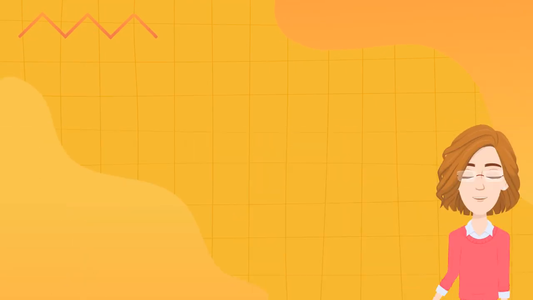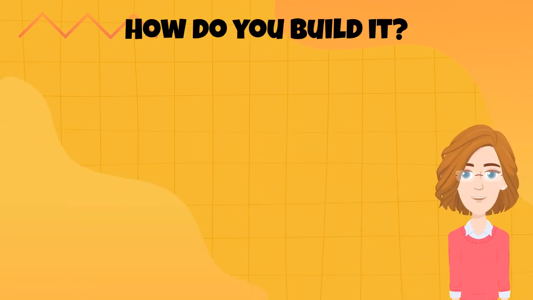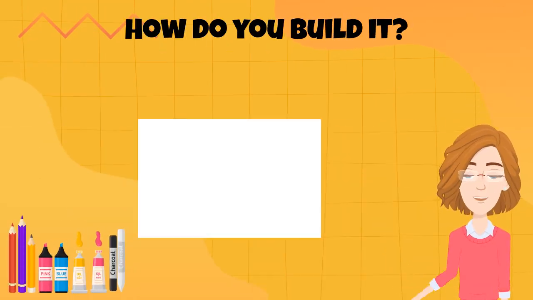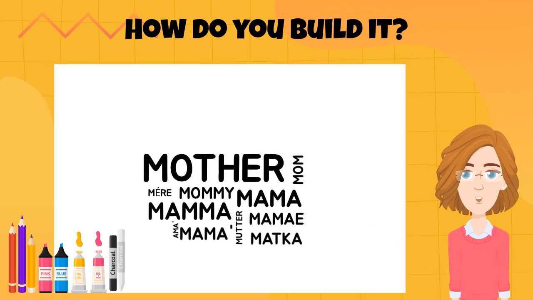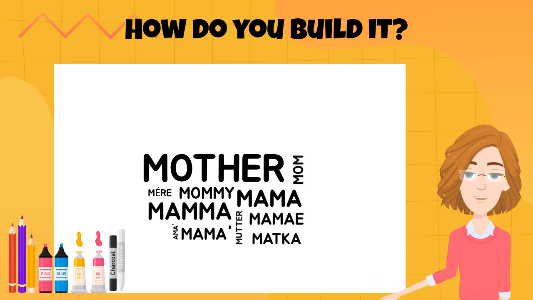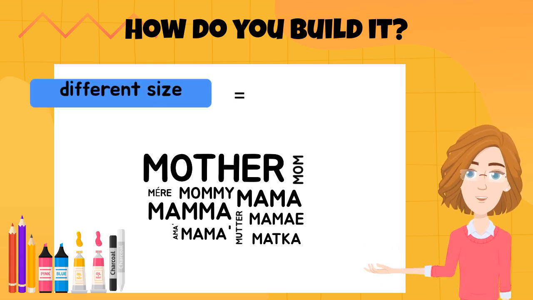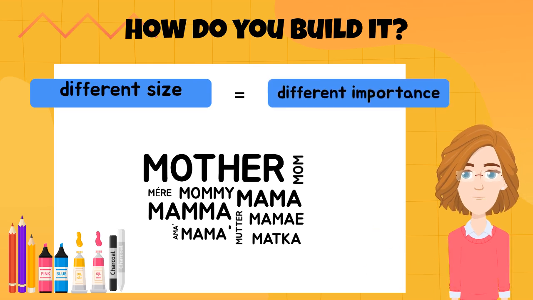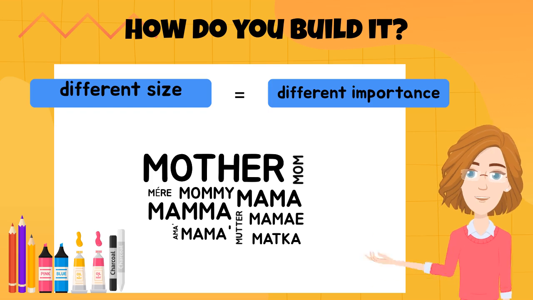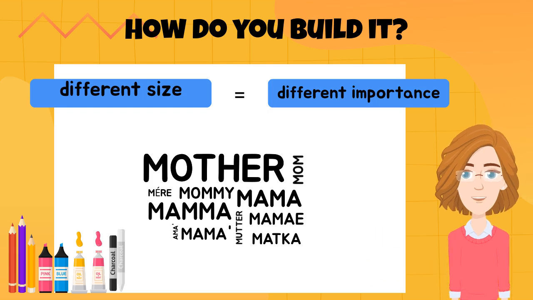But how do you build a word cloud? Well, you don't need much to get started. You'll need a pen and paper. Start by writing a series of words or phrases that are related to the theme or idea you want to portray. You can vary the size of the words according to the importance or emotion you want to communicate. They can be arranged randomly or follow a specific shape.